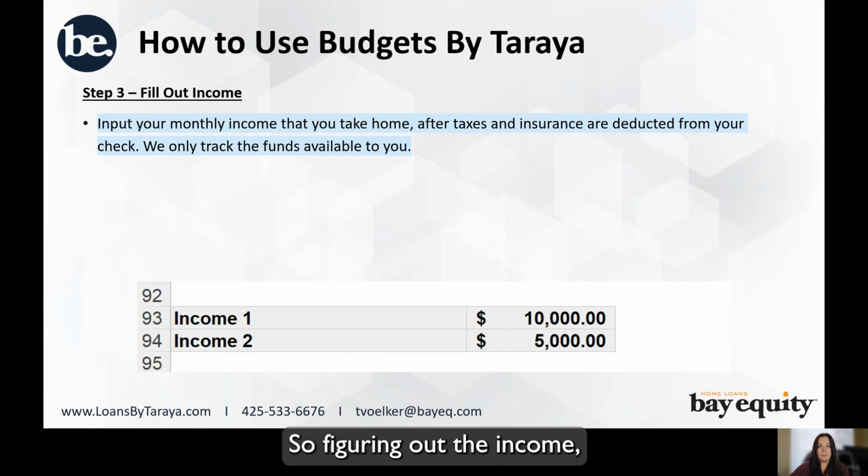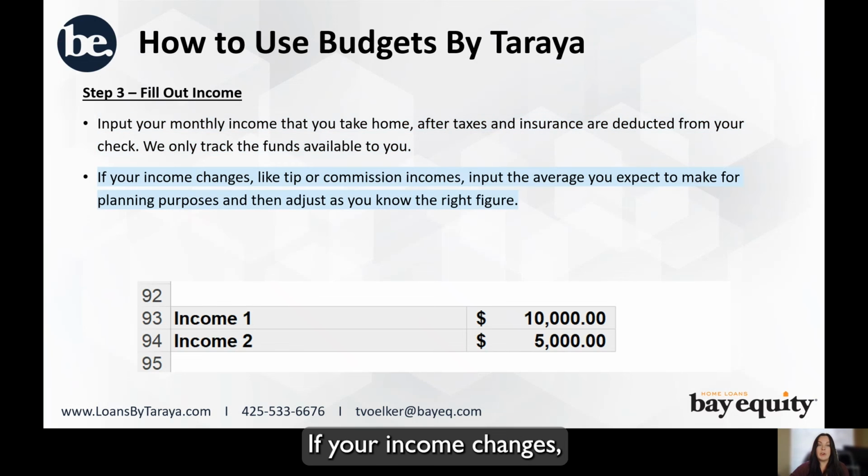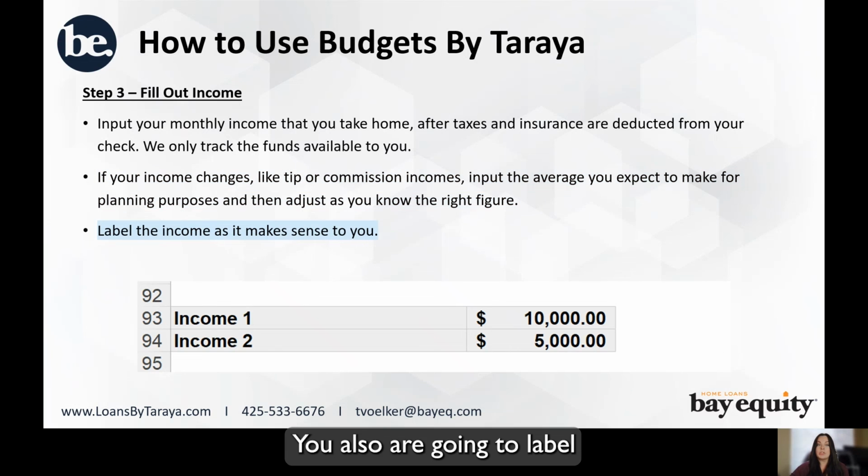So, filling out the income. We want to look at your take-home income after your taxes, insurance, anything else is deducted from your check. If your income changes, tips or commissions, you're going to input the average that you expect to make for planning purposes and then adjust as you go. You also are going to label the income as it makes sense to you.